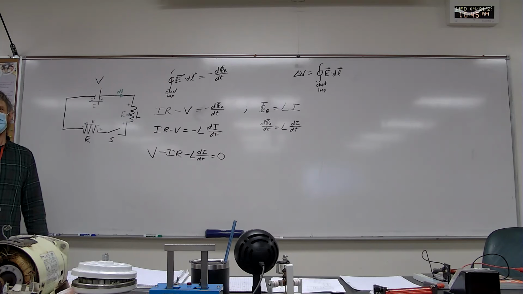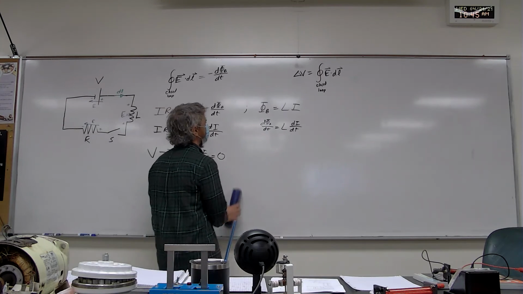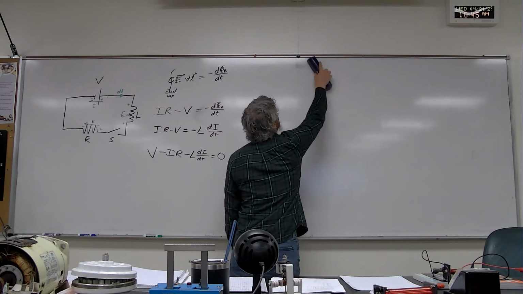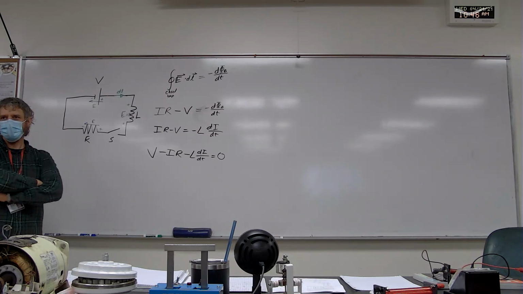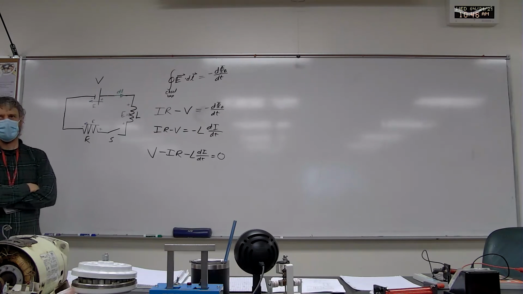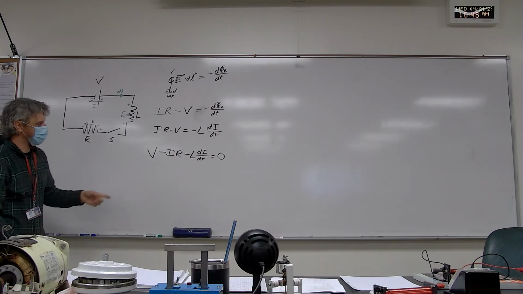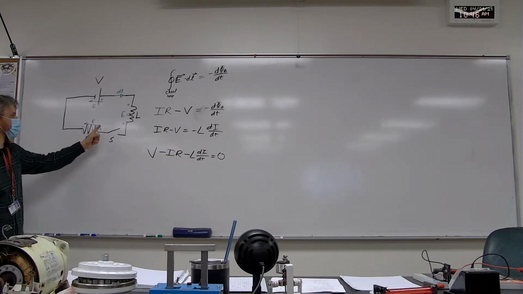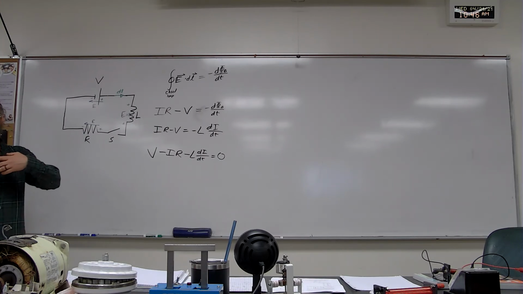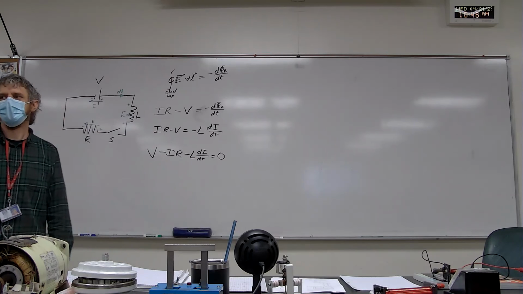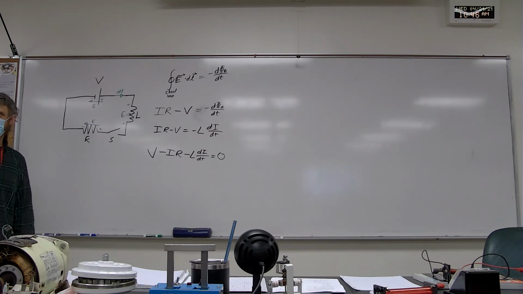So this is taking more time than I thought it was going to. I know this is fast, but does that end up becoming a differential equation? You have I and di dt, so it's a differential equation. What's changing here when I close this switch? Current. The current's changing as a function of time. It will reach a steady state at some point, kind of like when you charge a capacitor.